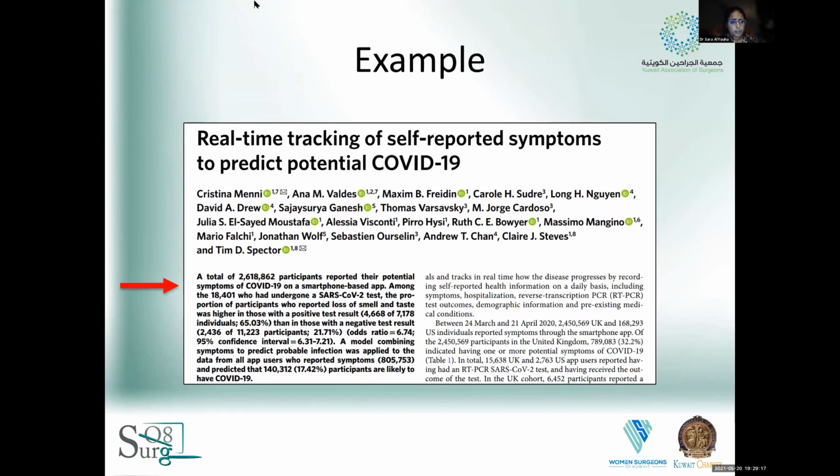A recent example is real-time tracking of self-reported symptoms to predict potential COVID-19. At the time the study came out, we didn't have a good sense of how COVID-19 would present. So in this study, they gave a phone application to 2.5 million people and asked them to record their symptoms, then tested them for SARS-CoV-2 and determined the profiles of the signs and symptoms for those patients.